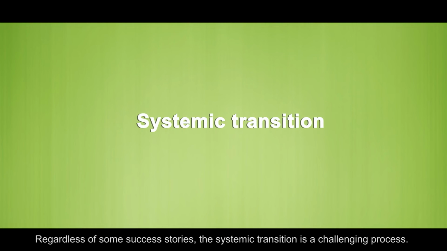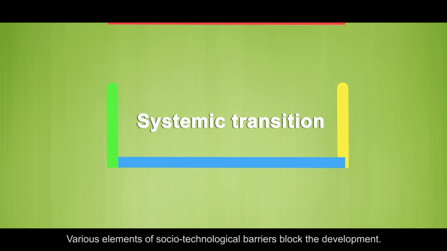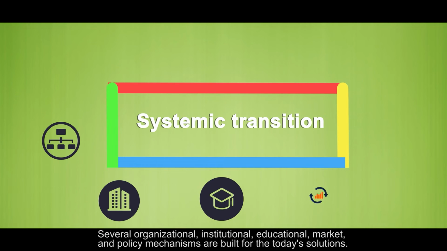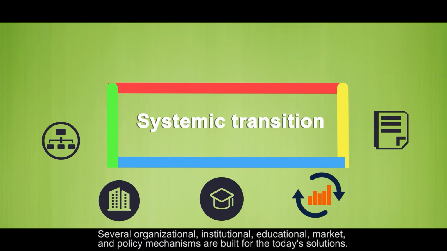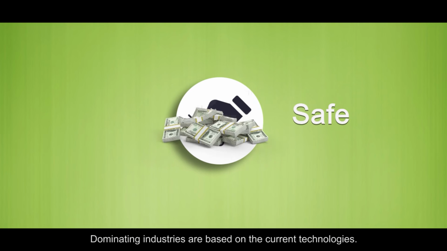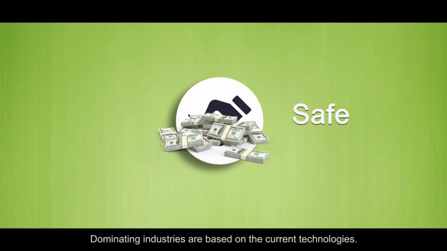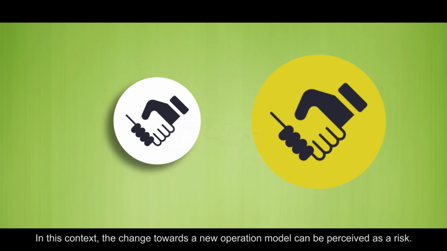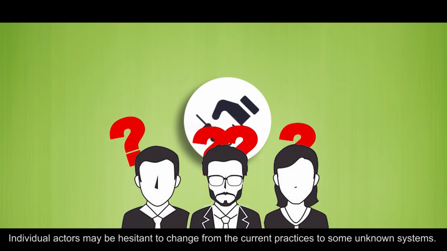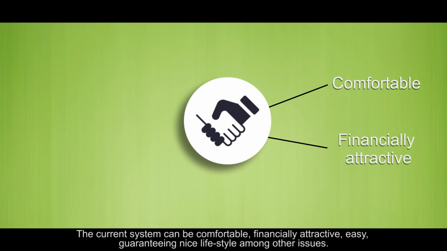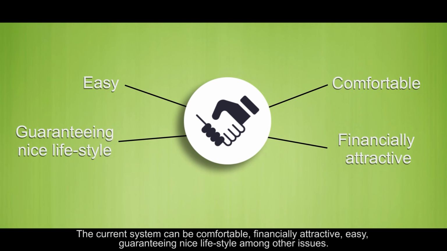Regardless of some success stories, the systemic transition is a challenging process. Various elements of socio-technological barriers block the development. Several organizational, institutional, educational, market, and policy mechanisms are built for today's solutions. Existing business models can be safe and financially profitable. Dominating industries are based on the current technologies. In this context, the change towards a new operation model can be perceived as a risk. Individual actors may be hesitant to change from the current practices to some unknown systems. The current system can be comfortable, financially attractive, easy, guaranteeing nice lifestyle.